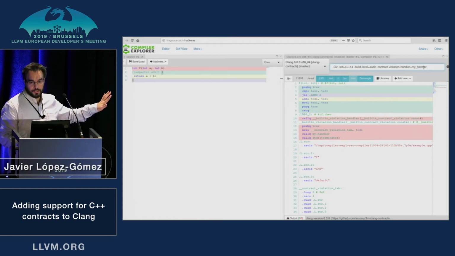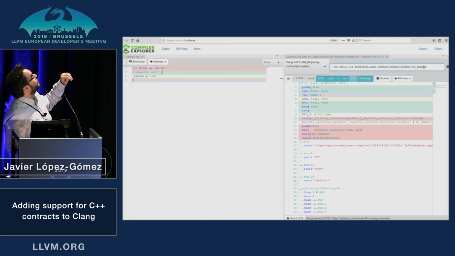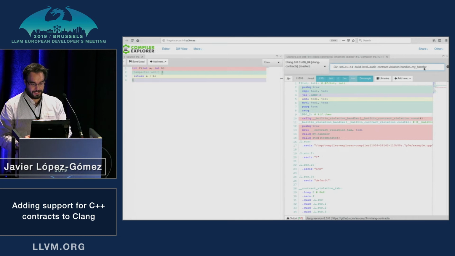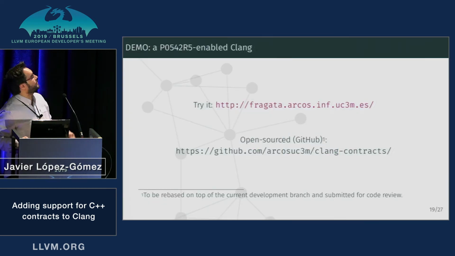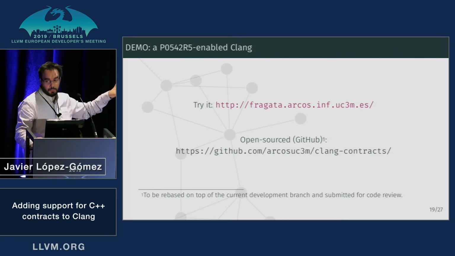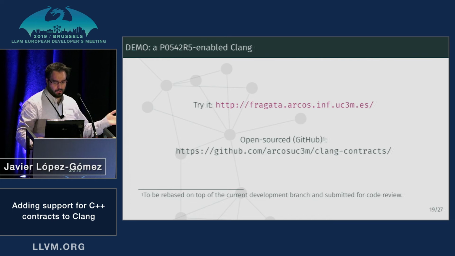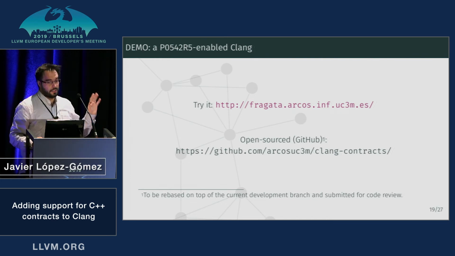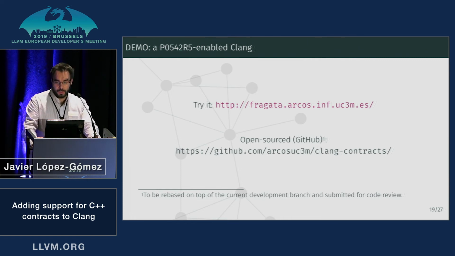Just in case you are interested in testing this, because you cannot see the URL right there, I'm going to show you here, which is much bigger. So you can try it on your own computers. The actual implementation has been open sourced, so you can take a look at it. It's going to be rebased on top of the current development branch of Clang, which this fork is kind of old, and I'm going to update it. And I'm going to submit it as well to the LLVM code review.